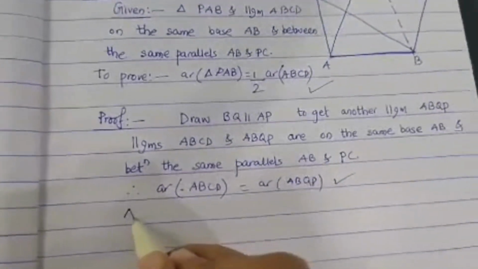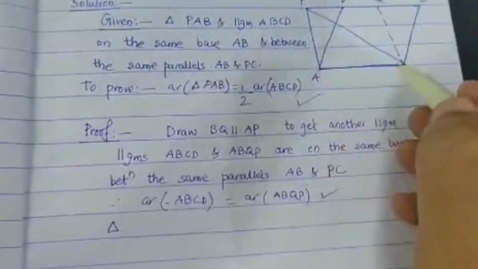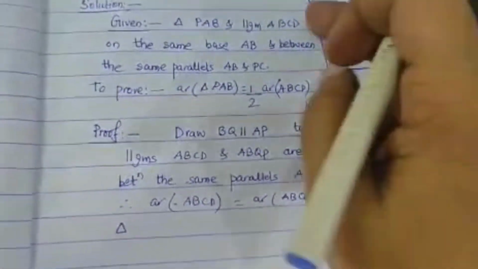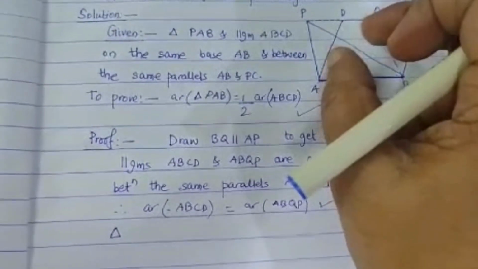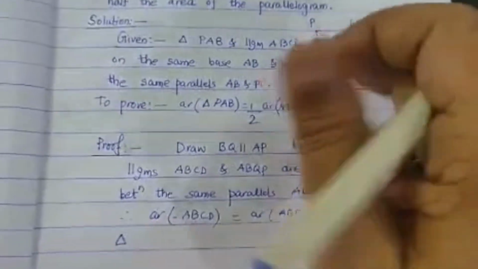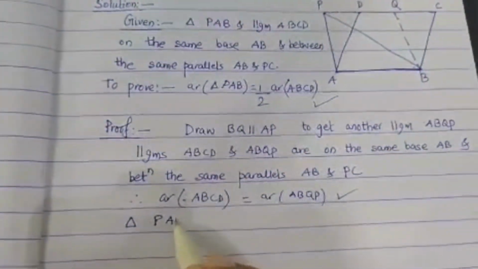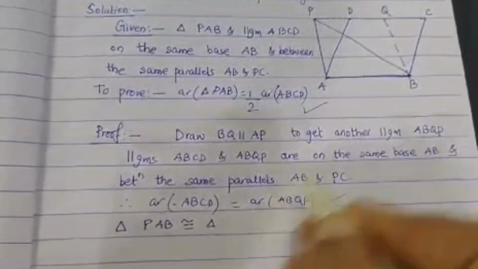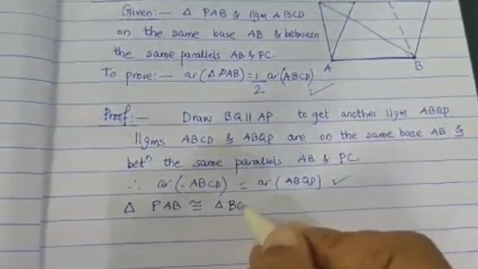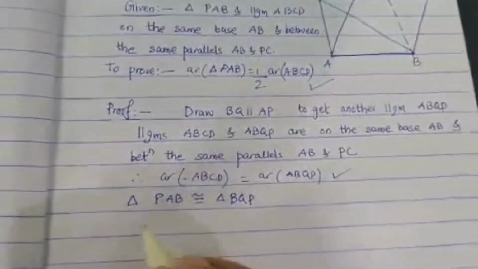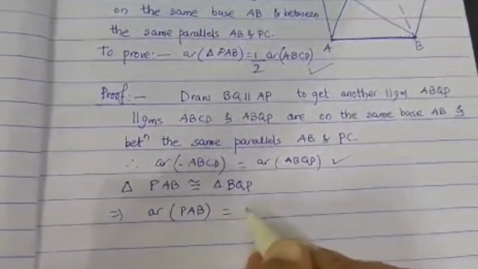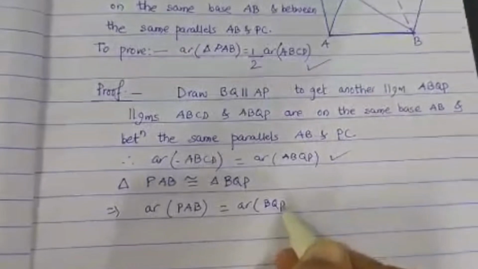Now this triangle PAB and BQP. See, this is a parallelogram ABQP. It divides into two congruent triangles. We know this is a property of a parallelogram. So triangle PAB is congruent to triangle BQP. And since these are congruent, therefore the area will be equal. Area PAB is equal to area BQP.